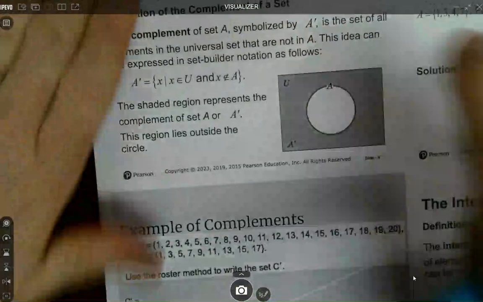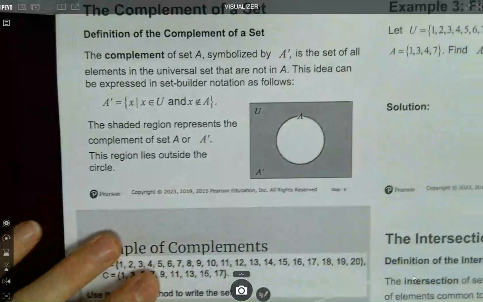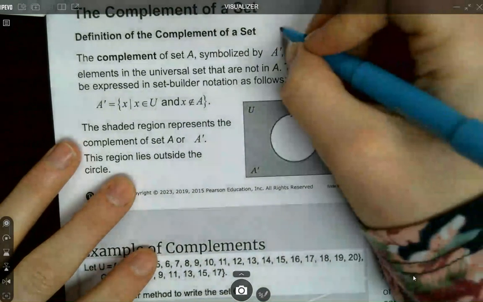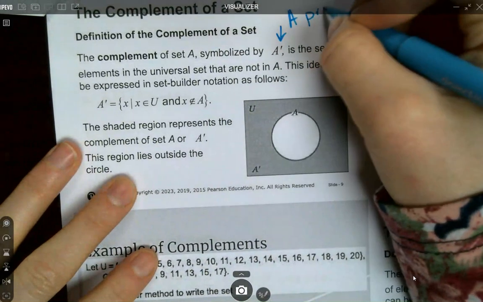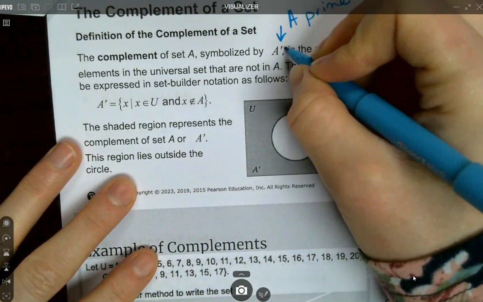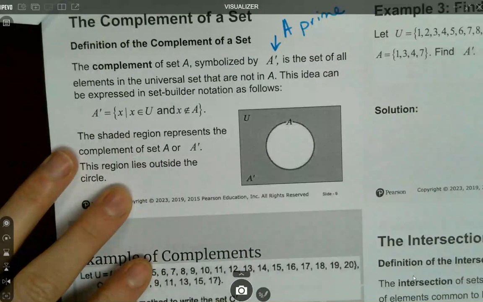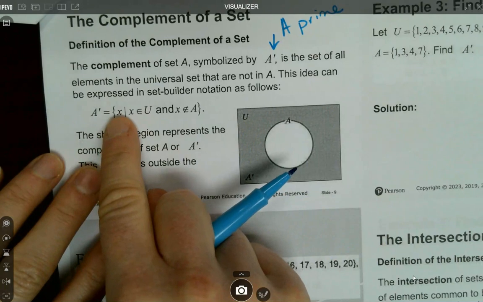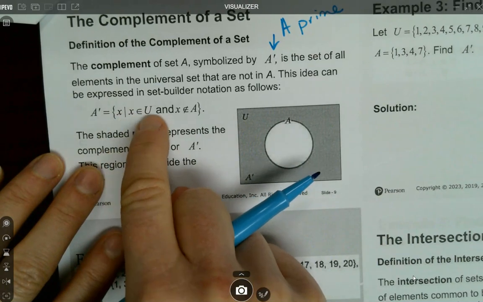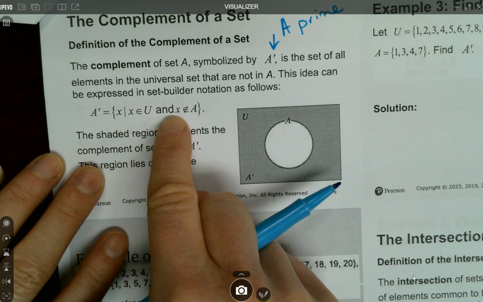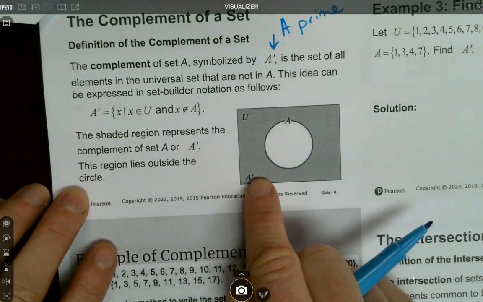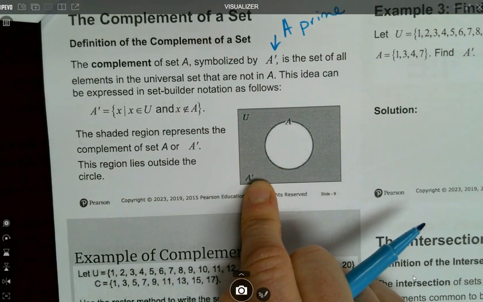The complement of a set, that's what I was talking about on the first page. The complement of a set is symbolized as A prime, A apostrophe. It is the set of all elements of the universal set that are not in A. The idea can be expressed in set builder notation: all elements x such that x is an element of the universal set and x is not an element of A. That's A prime. This shaded region represents the complement of A, or A prime.